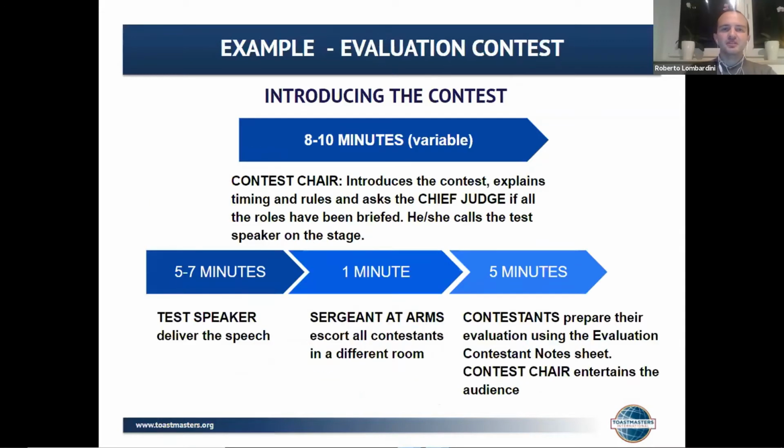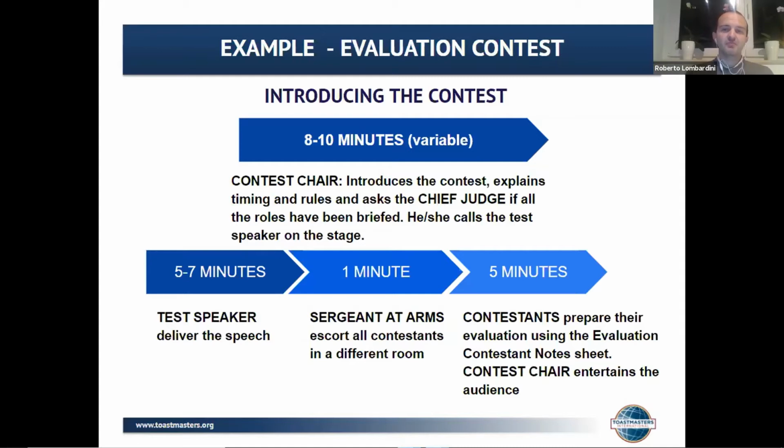It's almost the same for the evaluation contest. I think maybe I will move quickly here. It's just that at the beginning you have a test speaker who delivers the speech that will be evaluated by contestants. After the test speaker, the sergeant at arms escorts all the contestants outside the room, and then they will have 5 minutes to write their evaluation in a provided contestant notes sheet.